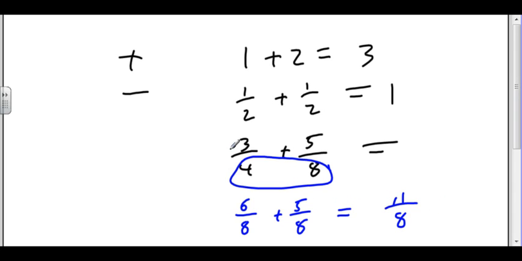Now, the fact of the matter is you're just going to put that in your calculator and switch it to a fraction, and it's going to tell you what it is anyway, so you don't really have to find that common denominator when you're dealing with those things.